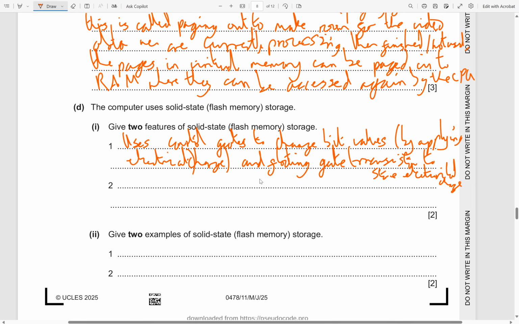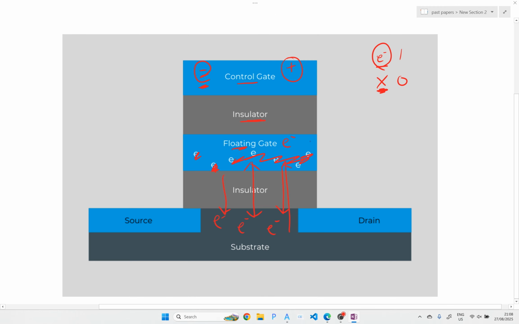And then for number 2, I'm going to write something completely different. You can probably say it's going to be non-volatile. You can probably say there are no moving parts. I guess we've said it uses electricity. So let's just say non-volatile. The reason for that, if we go back to the diagram, is that we've got the 2 insulators here. If we have electrons stored in the floating gate, then because we've got an insulator on top and another insulator on the bottom, these electrons will be trapped inside the floating gate.